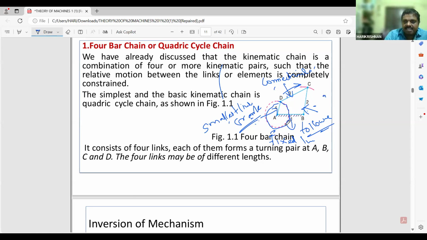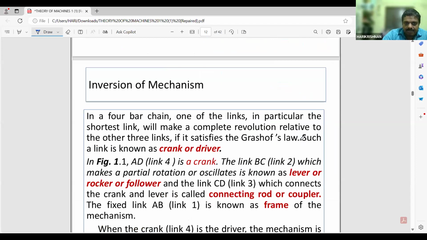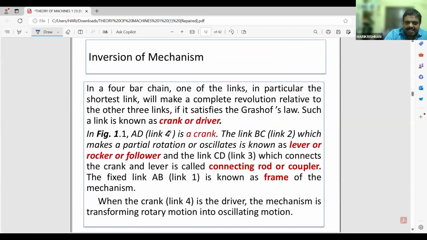So when you change this fixed link, you will get different inversions of the mechanism. You may see link AD, that is link 4, is known as the crank. Link BC is known as the lever, rocker or follower. The link CD, which connects the crank and lever, is known as the connecting rod or coupler. Fixed link 1 is known as the frame of the mechanism.